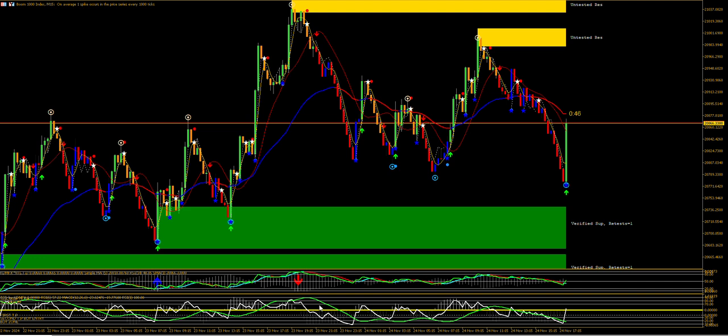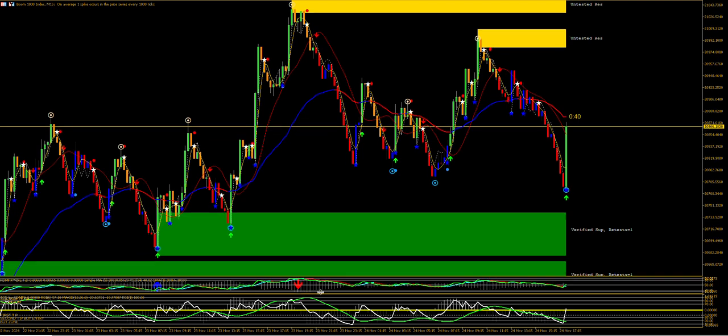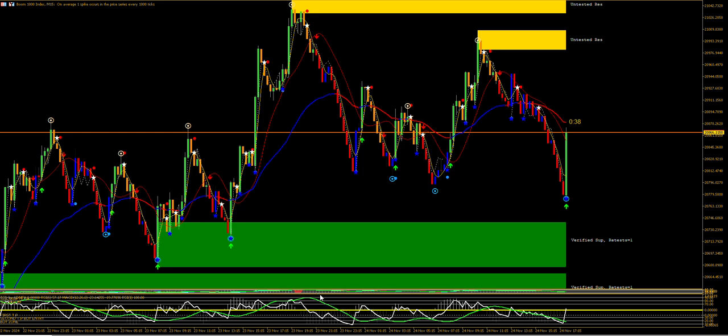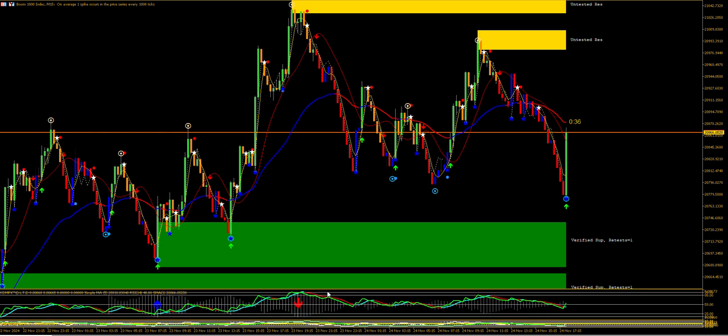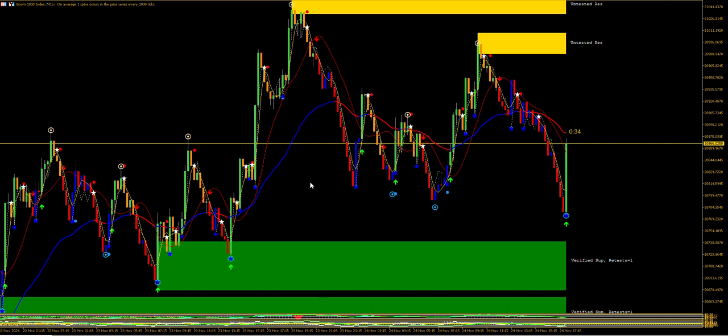So I'm just going to get these indicators out of the way, so that you have a clear full screen right here, so that you can see the whole full Fibonacci.